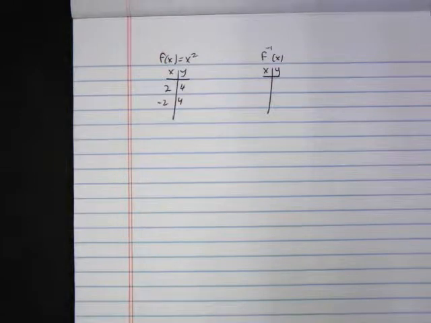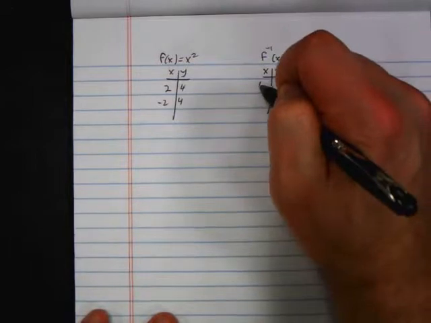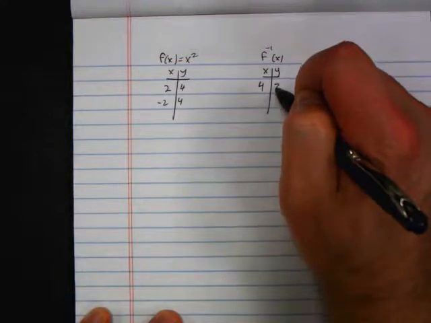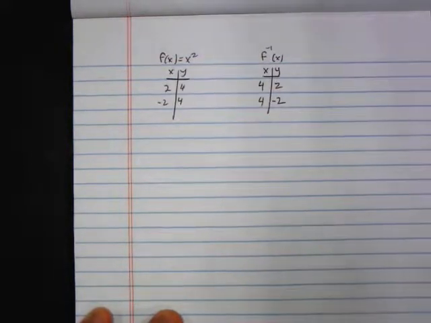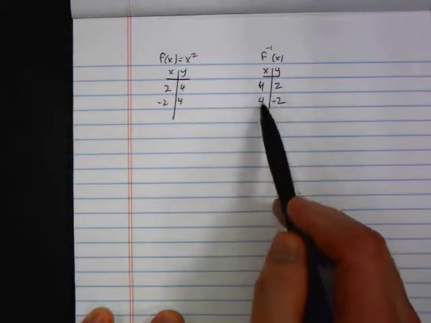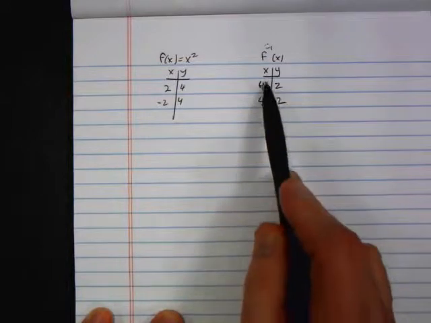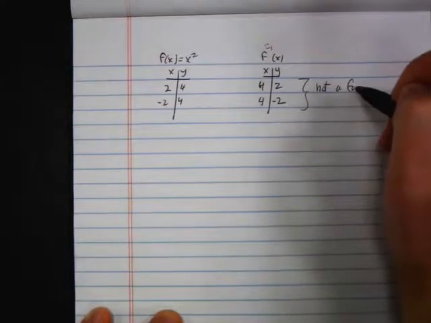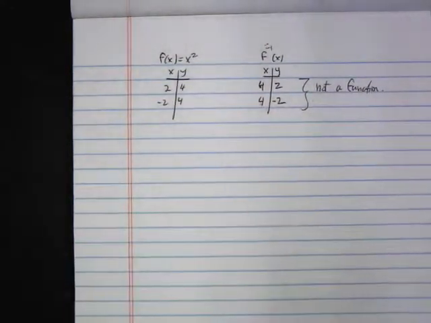So what would have to happen for my inverse table? If x is 4, y would be 2, or if x was 4, y would be -2. And now we have a problem. For this to be a function, can the x values repeat? No, so this is not a function. So x squared cannot have an inverse, because when you switch the x values and y values, you don't get a function.